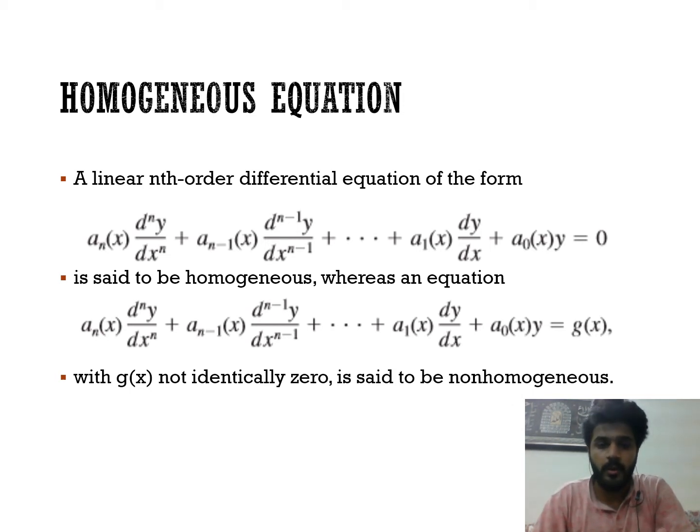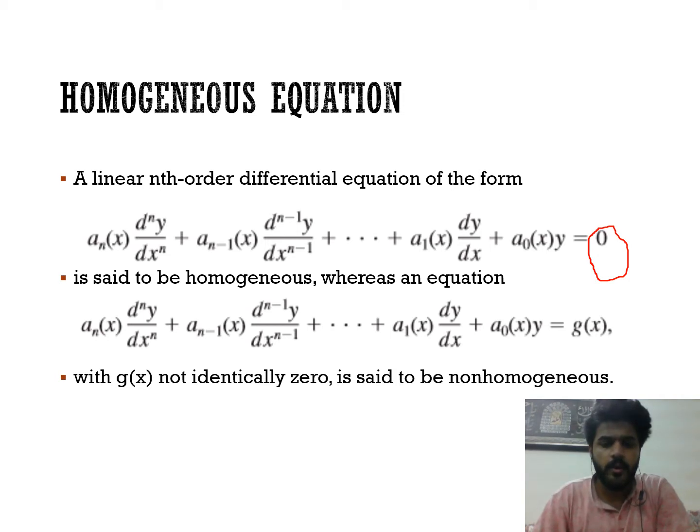Let's start from our slide number 1. A linear nth order differential equation of the form a_n times the nth derivative plus a_(n-1) times the (n-1)th derivative, and so on, plus a_1 times the first derivative plus a_0 x equals 0. This equation is said to be homogeneous because it fulfills the main condition, that the right hand side is equal to 0. This is the main condition of a homogeneous equation.